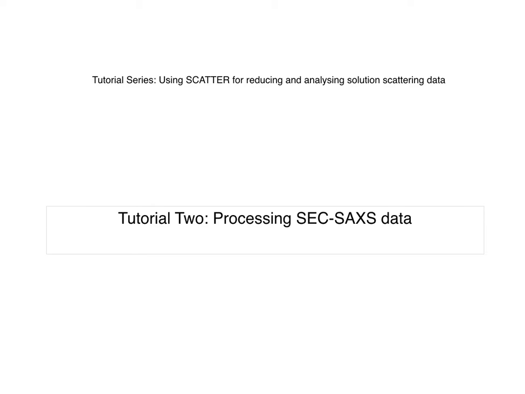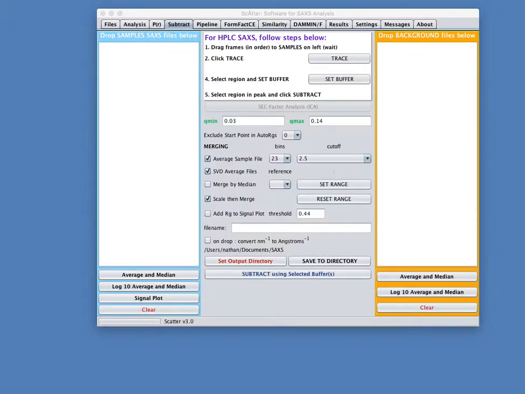size exclusion chromatography experiments. That is a common thing on SAXS beamlines nowadays, to have an HPLC system with a sizing column attached to it, and then the output from the sizing column goes straight through your SAXS beamline, and you collect a whole series of SAXS images of the output from the column, and then you want to reduce that to get at your data.